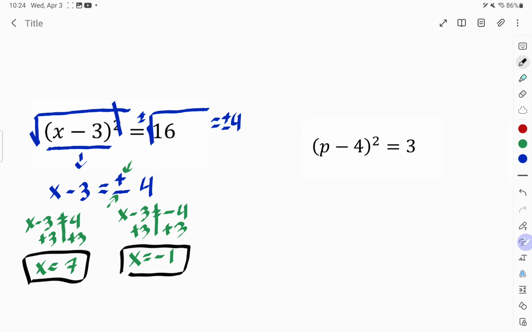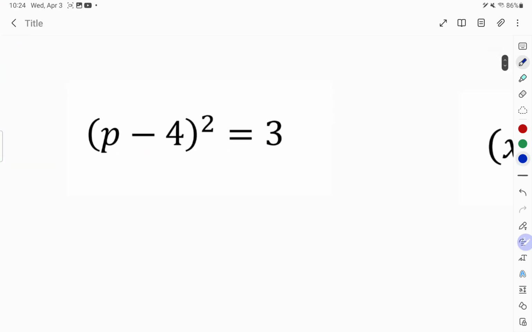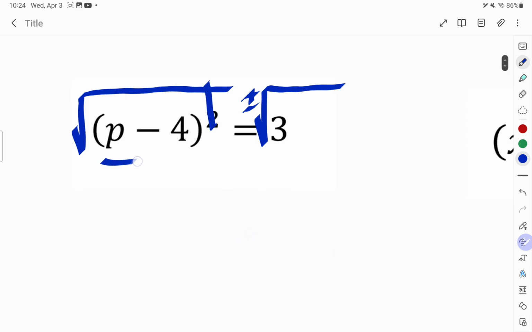Now let's go ahead and move to another one. We're going to follow the same steps. So I'm going to start with square rooting both sides. I'm going to square root this side, and I'm going to square root 3. I'm going to put plus and minus over here on the square root, just so I don't forget. So we cancel out the 2 and the square root, leaving p minus 4. P minus 4 is equal to, and don't forget, can I simplify the square root of 3? Absolutely not. It's a prime number, so we're going to leave it as is.